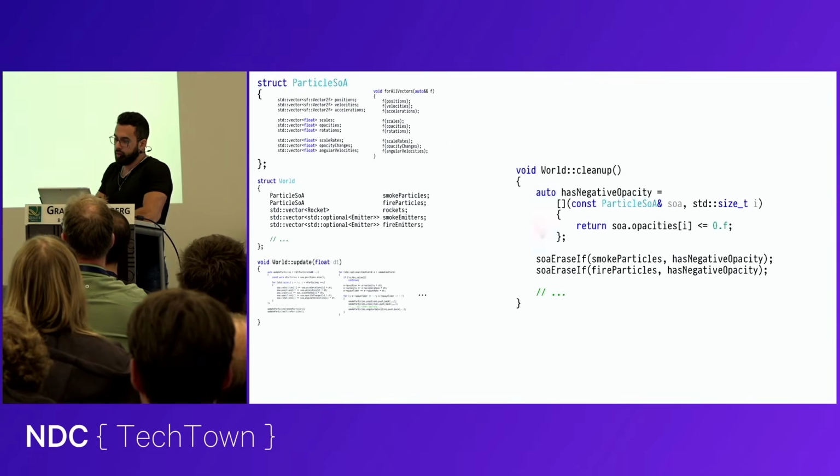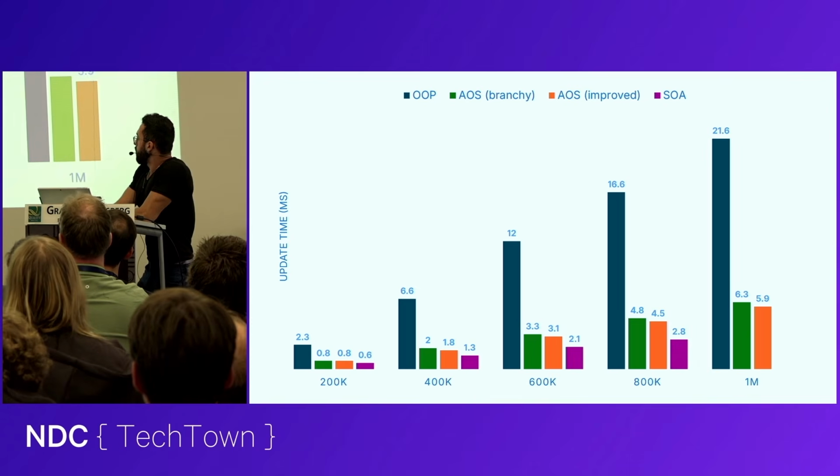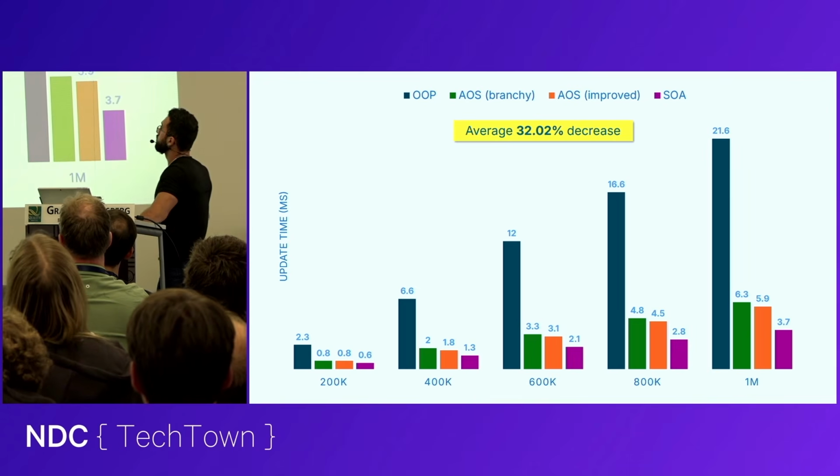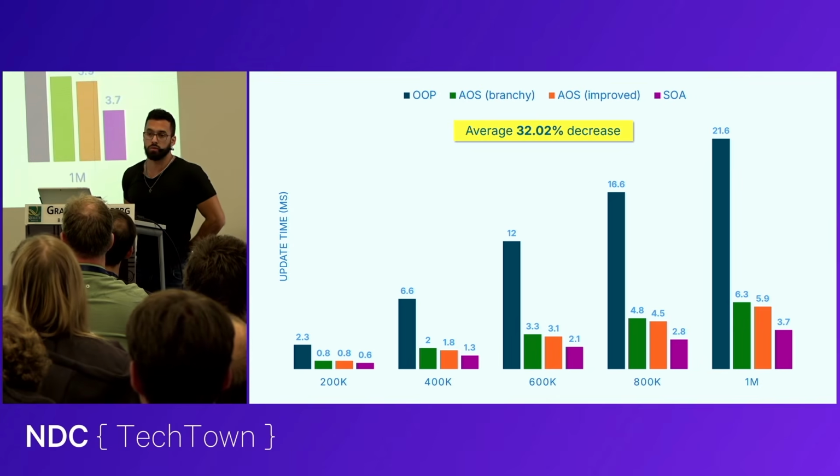Okay, also cleanup and whatever. So once we do this, we get another pretty big improvement. We get around a 32.02 decrease in update time, and also 2 times better draw performance, twice as good.